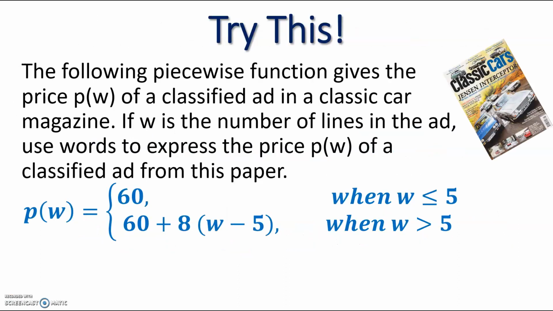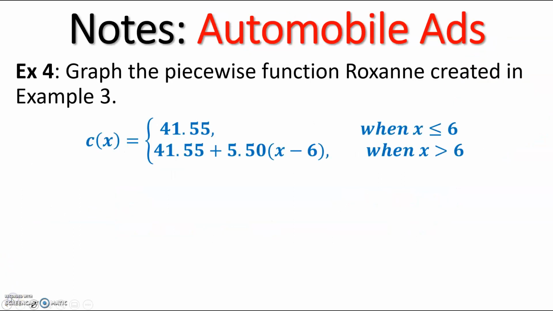All right, now it's your turn to try. Try this. The following piecewise function gives the price P of W of a classified ad in a classic car magazine. If W is the number of lines in the ad, use words to express the price P of W of a classified ad from this paper. P of W equals 60 when W is less than or equal to 5, or 60 plus 8 times W minus 5 when W is greater than 5. All right, example 4. Graph the piecewise function Roxanne created in example 3.